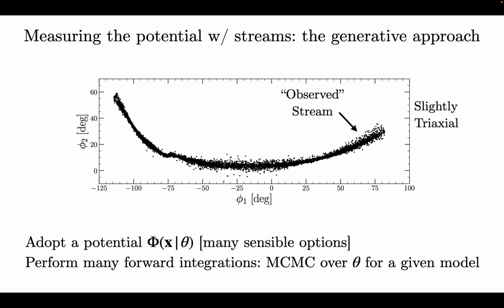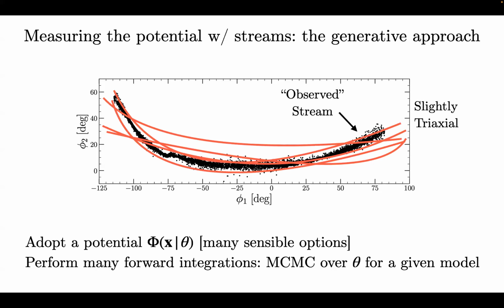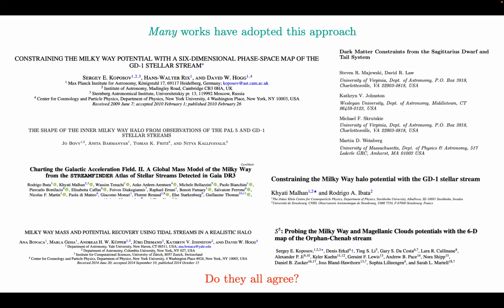So how do you measure the potential with streams? You saw that orbit-based example before, but just going in a little more detail here. Let's say you observe a stream. This coordinate frame is going to show up a lot. This is just an analog for RA and DEC. It's just a rotated ICRS coordinate frame. And you adopt a potential model. There's many options you can pick, right? And then you do some sort of MCMC, where you generate a bunch of tracks and you compare your model to the observations. So this has been done a lot.